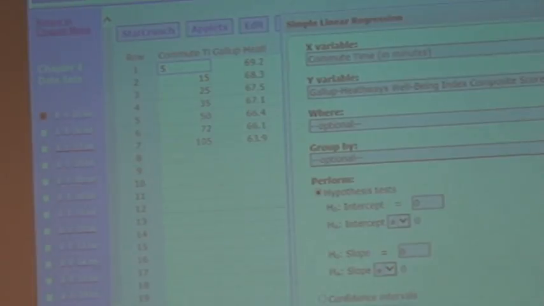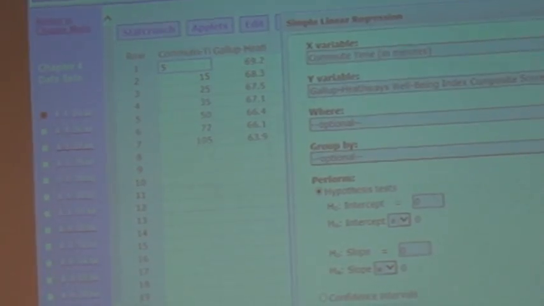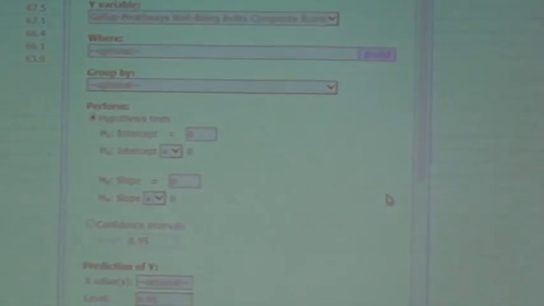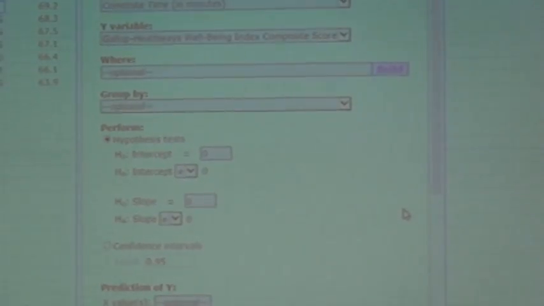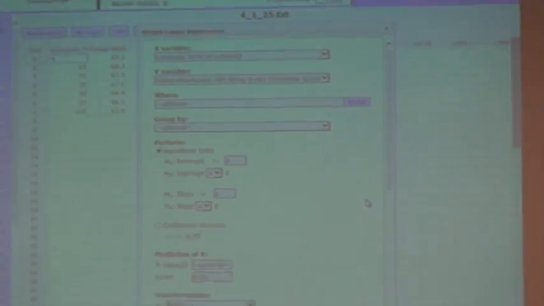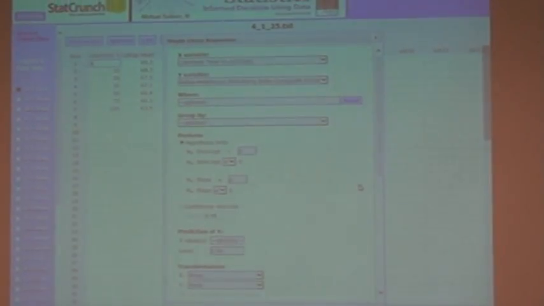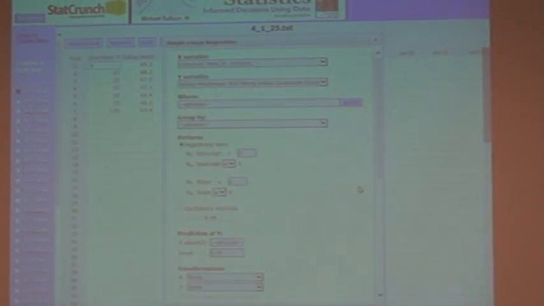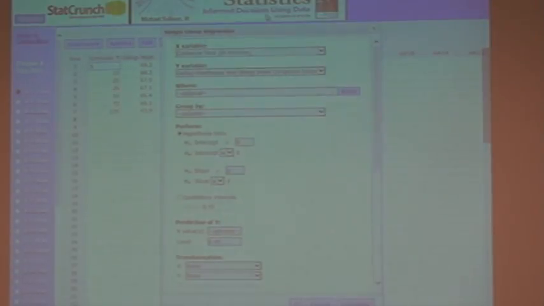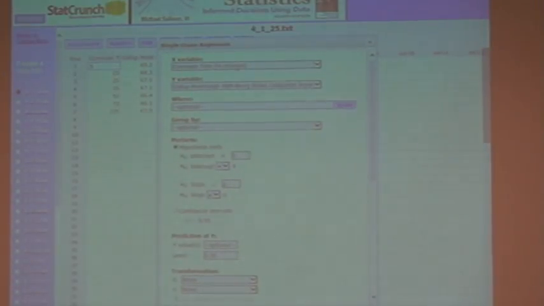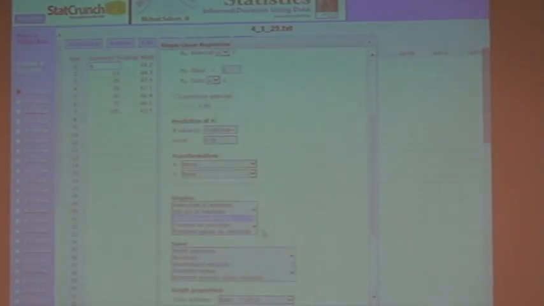So we've got the data set 4/1/25, the commute time versus the well-being score. Let's do this. We're gonna do all kinds of stuff here. We're gonna select commute time as our X variable, the well-being index composite score as the Y variable. We're gonna go down, we're gonna do a few predictions.